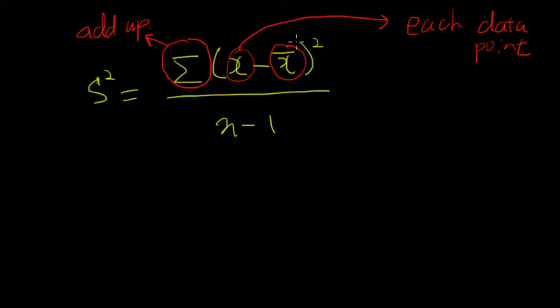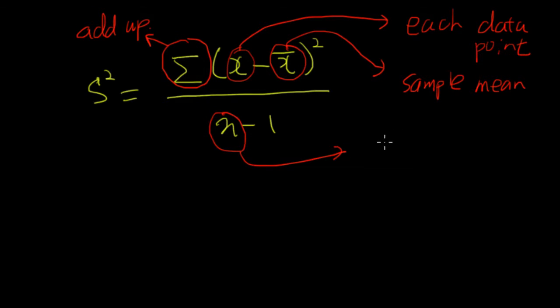Now, what's x bar? If you remember from last lecture, x bar is the sample mean. And of course, you know the square. What about this n? That's the sample size. So if there are 10 data points, that should be 10. If there are 5 data points, that would be 5.